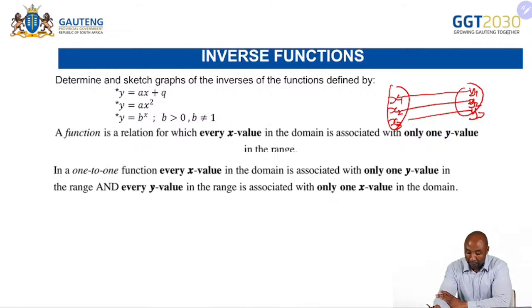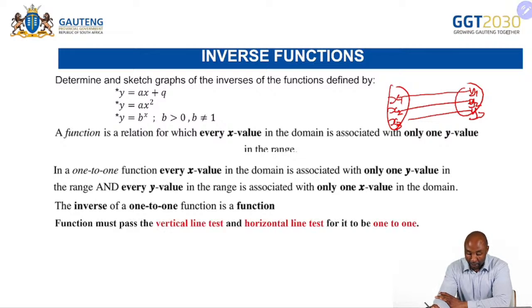And we know that for a function to have an inverse, it has to be 1-to-1, meaning for every x value, there must be only one y value associated to it on the range side. And the inverse of a 1-to-1 function is also a function. And we know that for a function to have an inverse which is also a function, it has to pass both the vertical line test and the horizontal line test for it to be a one-to-one function.